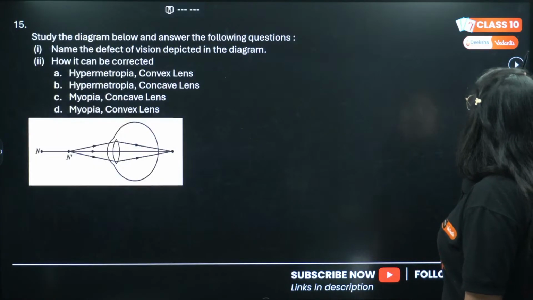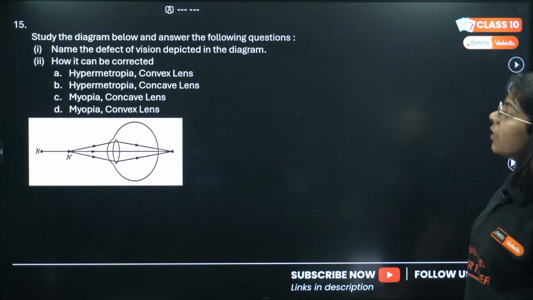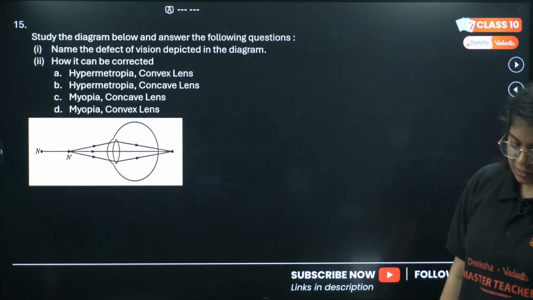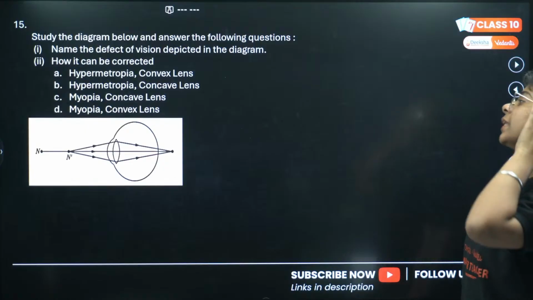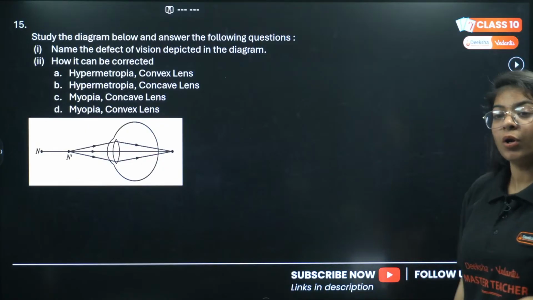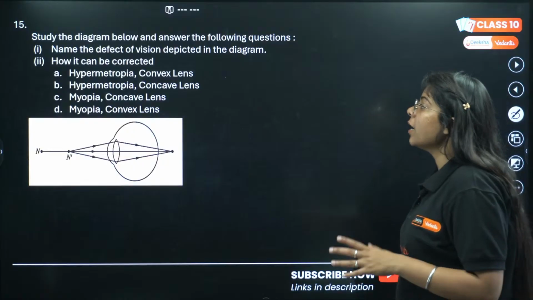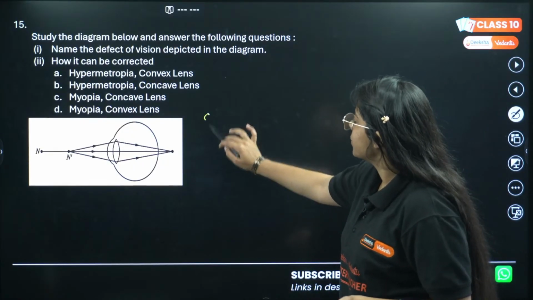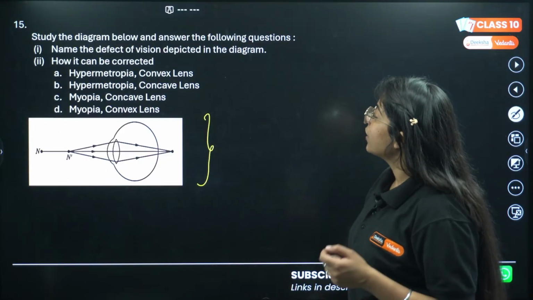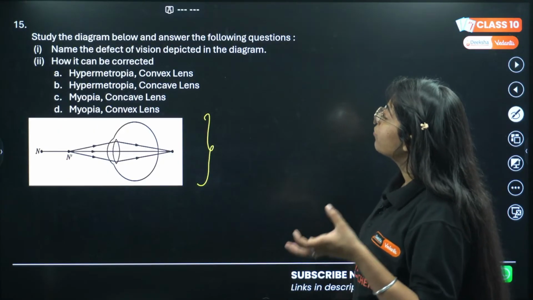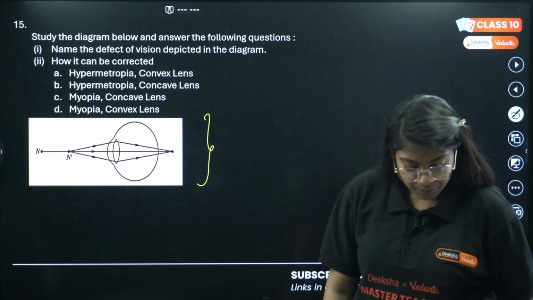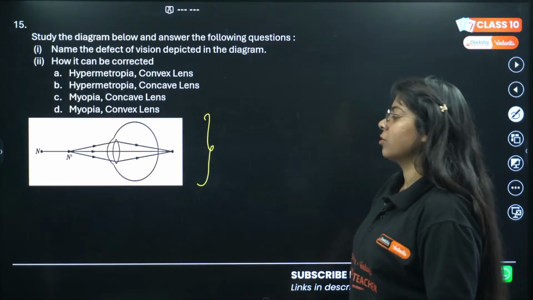Moving on to the next question. Again, a conceptually good question. Let me know the answers if you can. Study the diagram below and answer the following questions. The first question: name the defect of vision depicted in the diagram. This is the diagram we are given, and you have to tell me what kind of defect is there in this particular question.